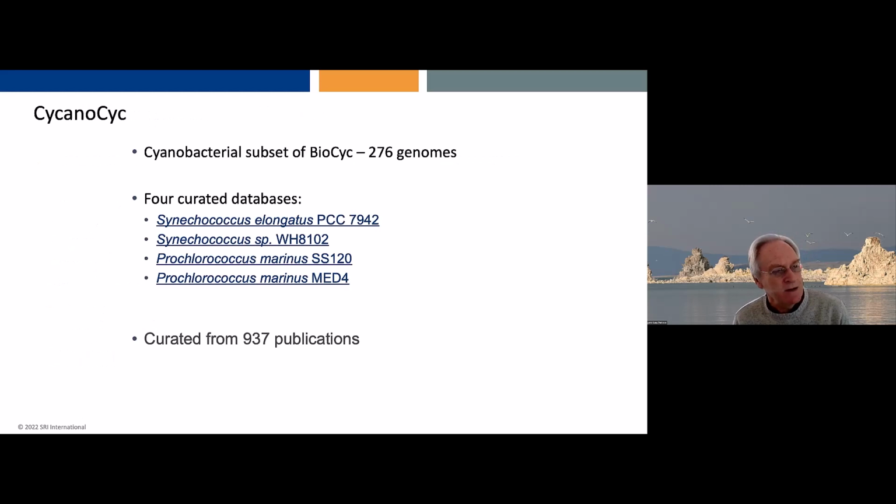Now, one way to look at CyanoCyc is that it's a subset of BioCyc. It's the cyanobacterial subset consisting of 276 genomes, 4 curated databases. So we undertook curation efforts for each of these 4 organisms, all of which were literature-based. And we ended up curating almost 1,000 publications across these 4 organisms. And actually, more than 500 of the publications were in Synechococcus elongatus, so quite a few publications for that organism.